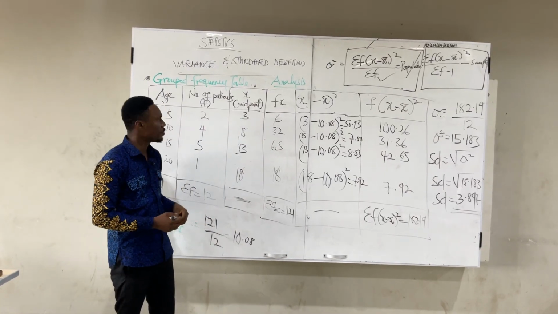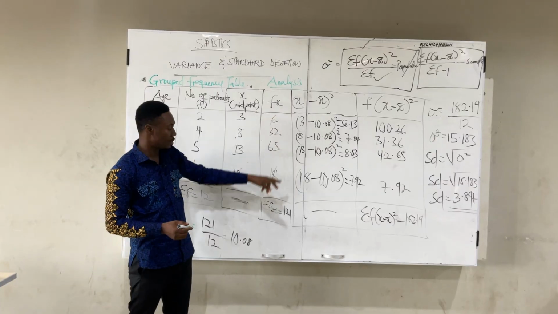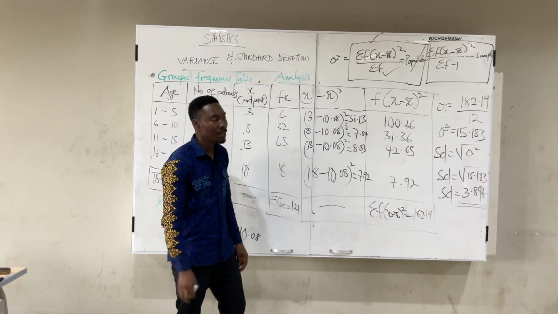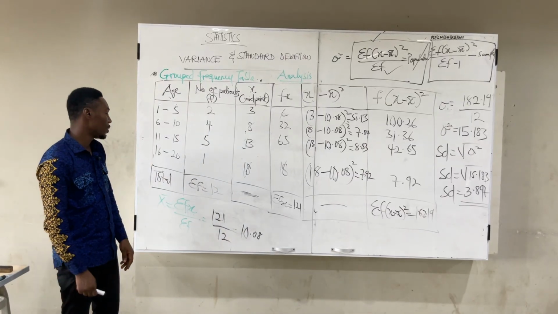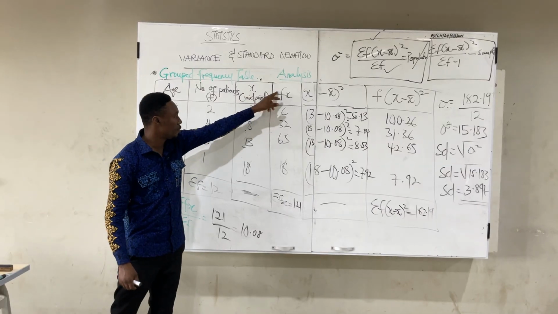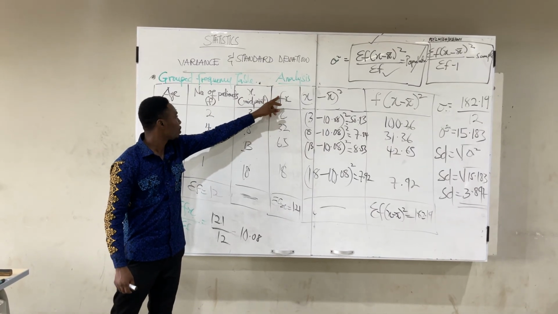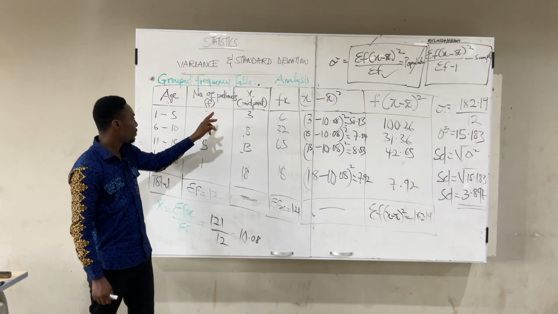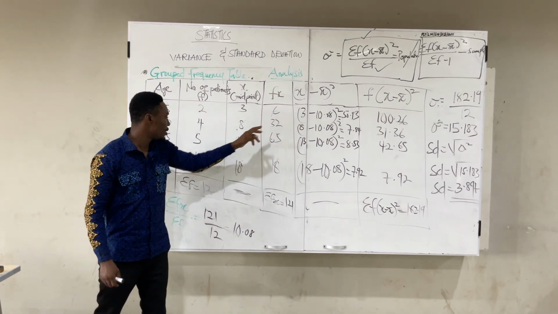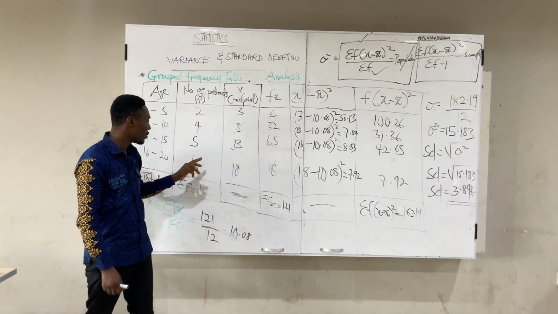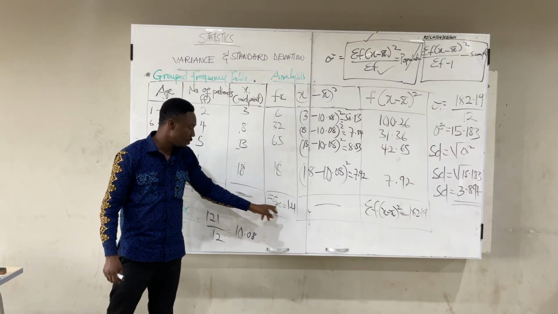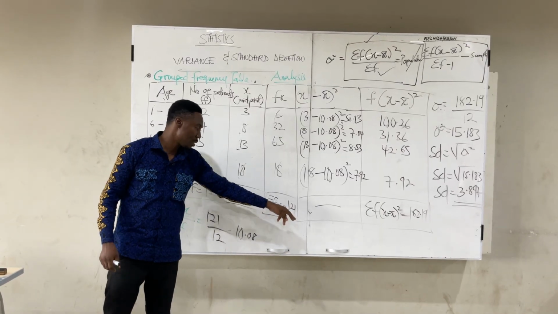Okay? Then you come and do the F of X column. Why do you have to do the F of X column quickly? If you don't do the F of X column, you can't do the deviation column. You can't also do the frequency times the deviation column. So the F of X column means you multiply the midpoint by the number of patients, or the frequency. So 2 times 3, we get 6. 4 times 8, 32. 5 times 13, 65. 1 times 18, 18. Then you sum up all the F of X to get the sum of F of X. That is 121.